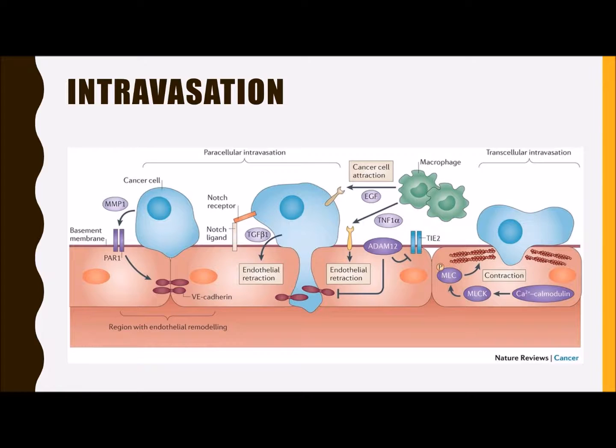This macrophage then releases EGF and TNF alpha, which help in migrating these cancer cells to the blood vessels and encourage the transendothelial migration. During transcellular intravasation, the Ca2+ calmodulin complex will activate the MLC and the MLCK active sites, which encourage the attachment of cancer cells, causing rapid cytoskeletal and membrane remodeling.